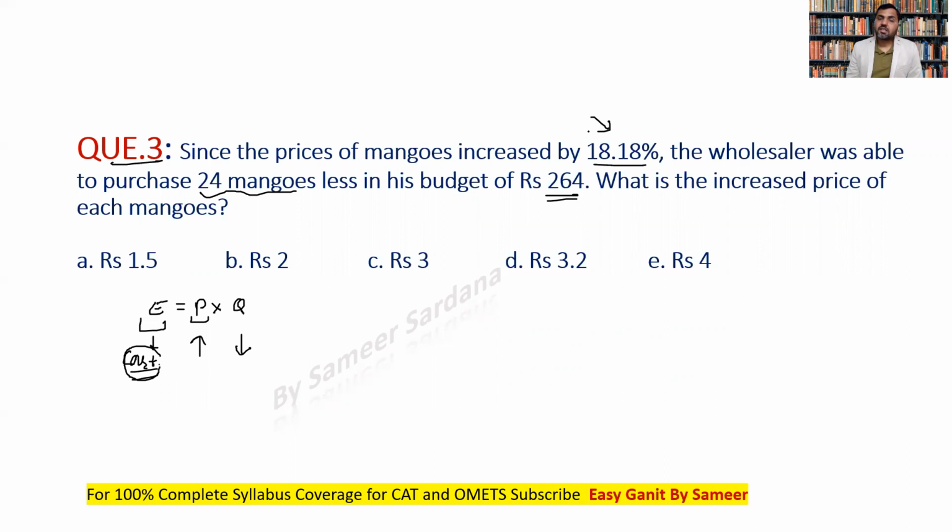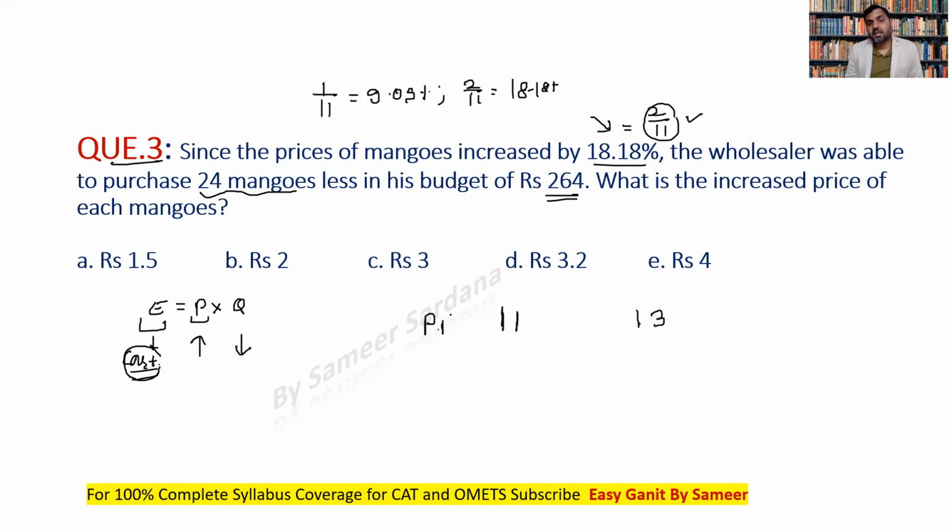Prices of the mango increases by 18.18%. What is the fraction of 18.18? Fractional knowledge is very, very important. So 18.18 is basically 2 by 11. Why? Because 1 by 11 is 9.09%. So 2 by 11 will be equal to 18.18%, right? Prices of mango increases by 18.18%. That means if I'm saying initially the price of the mango is, let's say, 11, now it goes up by 2 by 11. So 2 by 11 of 11 is 2. So the new price will be 13.